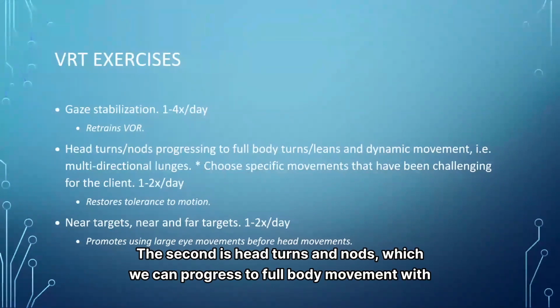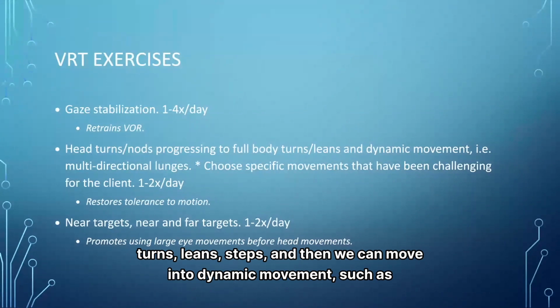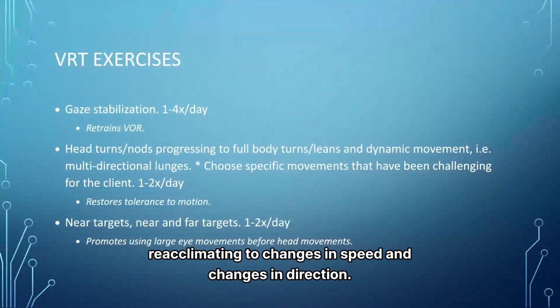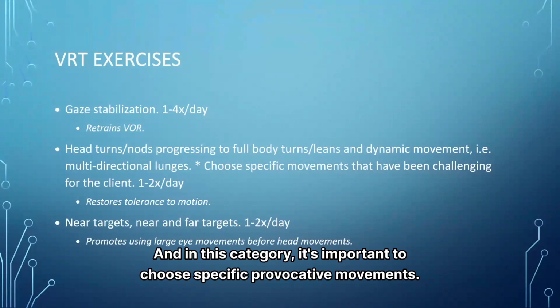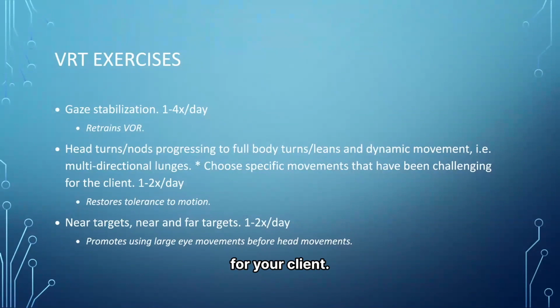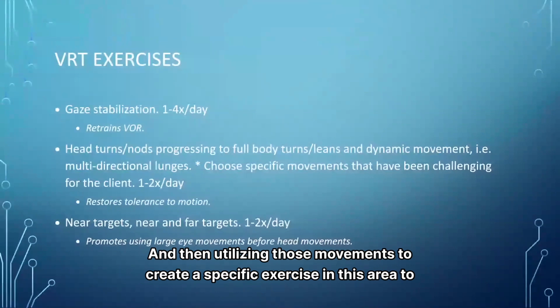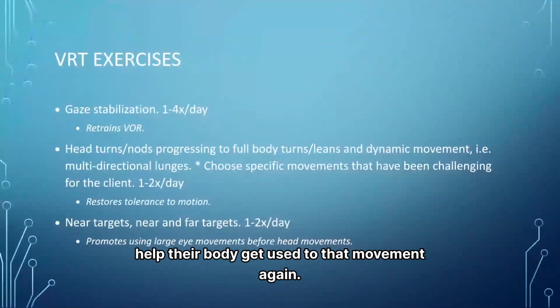The second is head turns and nods, which we can progress to full body movement with turns, leans, steps, and then we can move into dynamic movement, such as multi-directional lunges, which will involve the person getting used to reacclimating to changes in speed and changes in direction. And in this category, it's important to choose specific provocative movements for your client. So asking them what activities, what movements, maybe daily chores have been difficult or provocative. And then utilizing those movements to create a specific exercise in this area to help their body get used to that movement again.